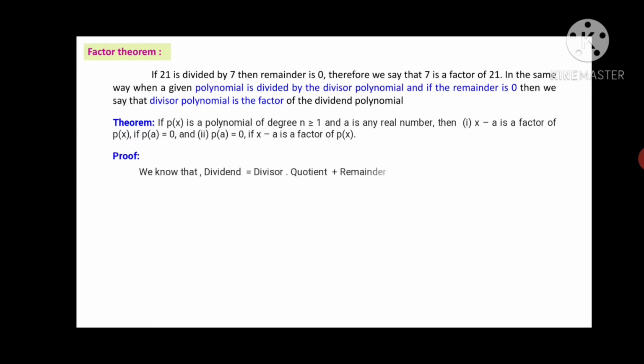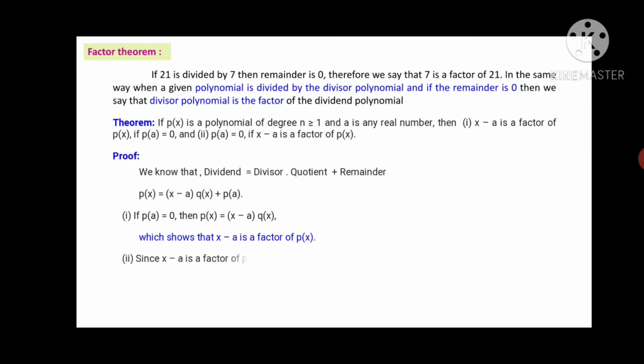We know that dividend is equal to divisor into quotient plus remainder. It can be written as p of x is equal to x minus a into q of x plus p of a, where p of a is the remainder. If p of a is equal to 0, then p of x is equal to x minus a into q of x. Friends, this shows that x minus a is a factor of p of x.